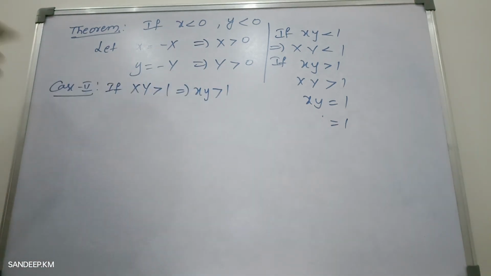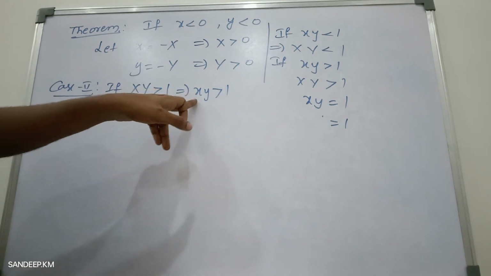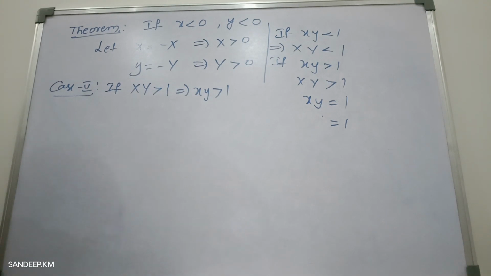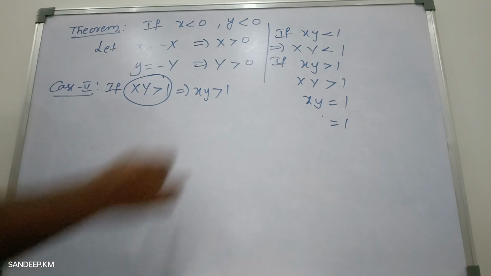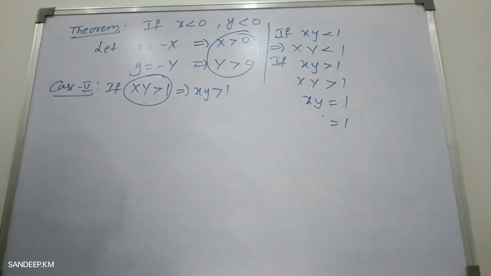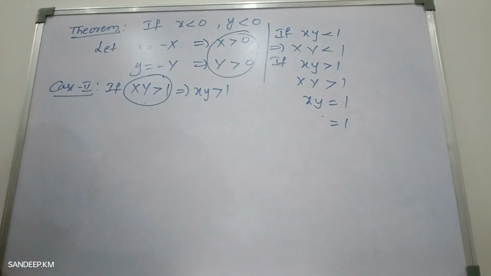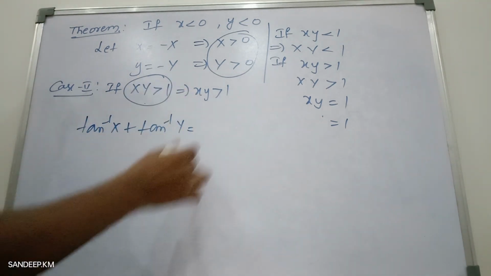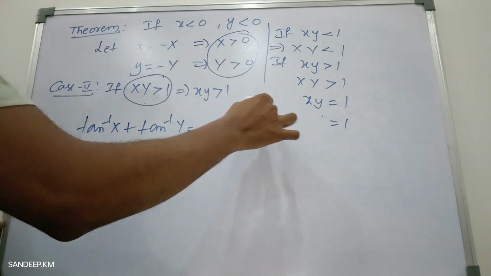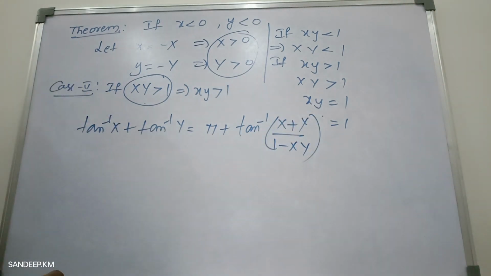So in case 2, what is it? If xy is greater than 1, capital X into capital Y is greater than 1, then small x into small y is also greater than 1. Correct or not? So now let us use the previous theorem. When capital X and capital Y both are positive and capital X into capital Y is greater than 1, then tan inverse of capital X plus tan inverse of capital Y is equal to pi plus tan inverse of capital X plus capital Y by 1 minus capital X into capital Y.